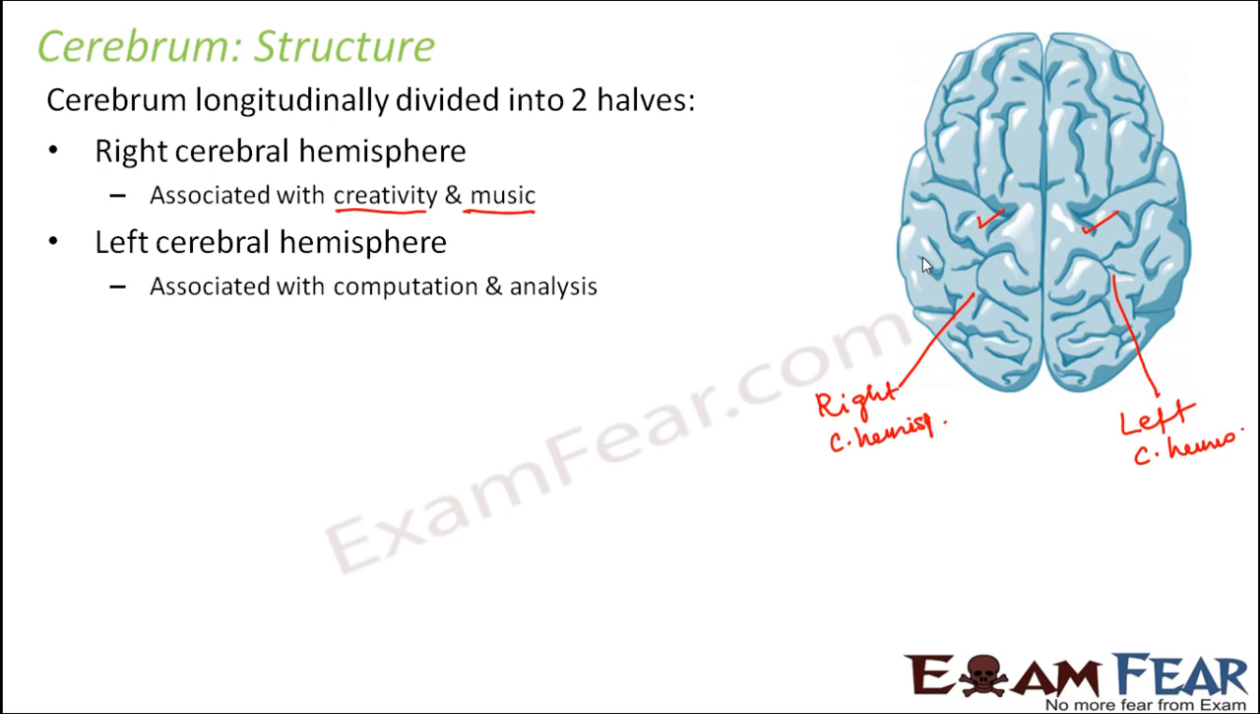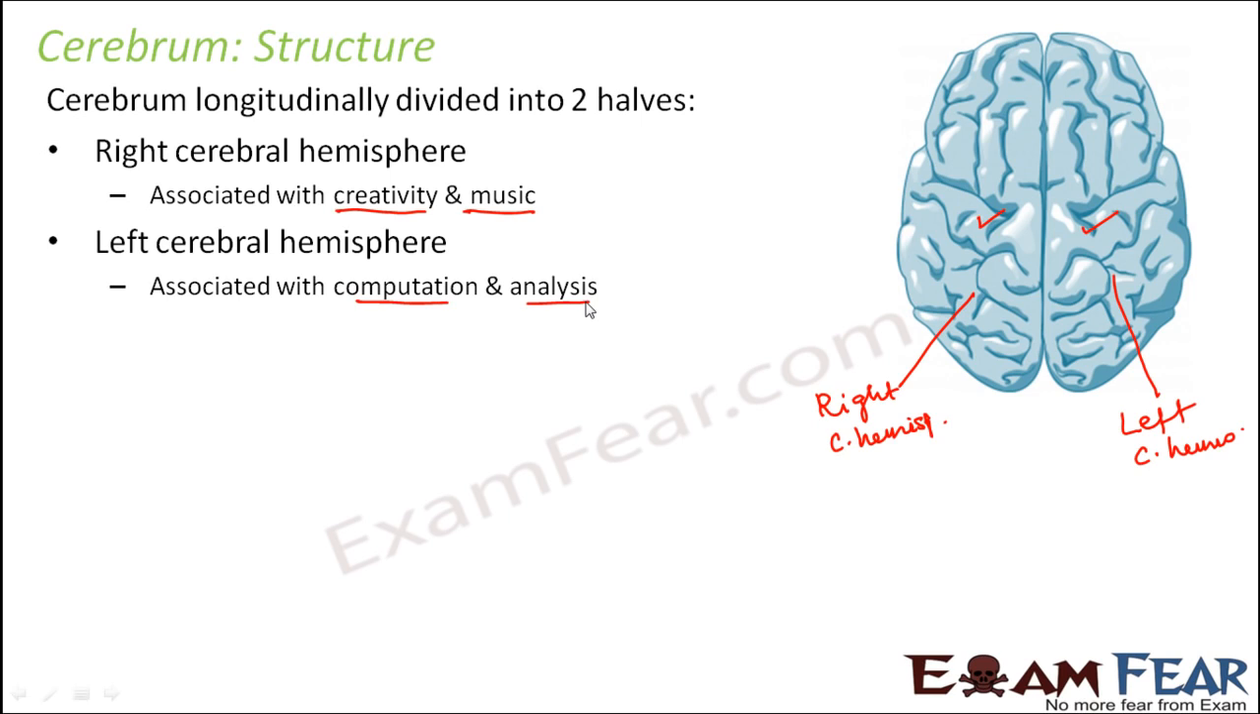hemisphere is more about computation and analysis. That is why you would have seen that some people are very good at calculation. They can calculate things well, they can analyze things well. If you give them a problem statement, they can analyze it and find solutions to that. So they are very good at problem solving skills. That means the areas in their left cerebral hemispheres are really developed and really good.